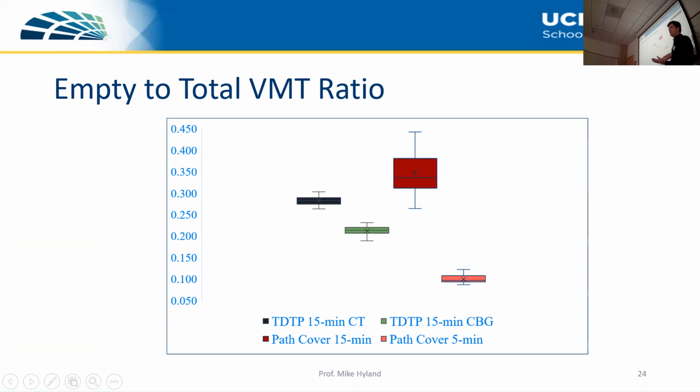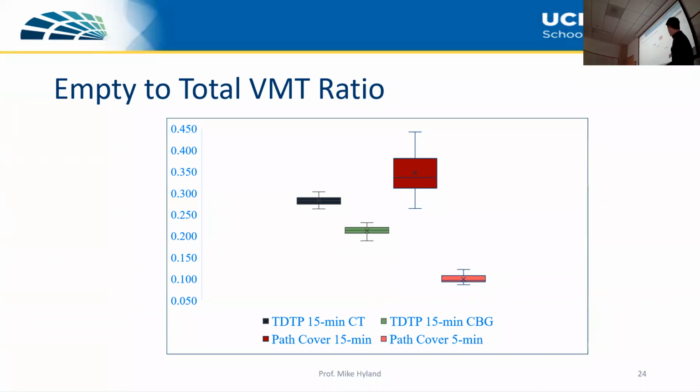Obviously, something that matters is the empty vehicle miles traveled in these systems. We want to estimate how much empty VMT is required to cover the demand. We look at two different spatial aggregations for our method of 15 minutes. And then with the path cover approach, we look at two different values for this interconnection time. And I hope here you can see the dangers of choosing this interconnection time.